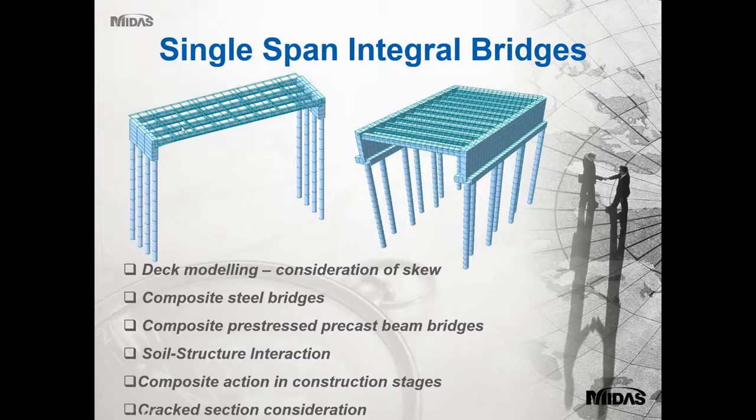Composite steel bridges are shown on the left side here. We'll also look at the composite pre-stressed precast beam bridge, which will include your precast Y-beams, M-beams, etc. Then one of the most important things with integral bridges is the soil-structure interaction. We'll see how to model the soil springs for the piles and abutments. Then we'll look at composite action in construction stages, and also, as per the Eurocode, we'll consider the cracked sections on the 15% span from either side of the supports. Okay, so quickly I'll take you to the software.